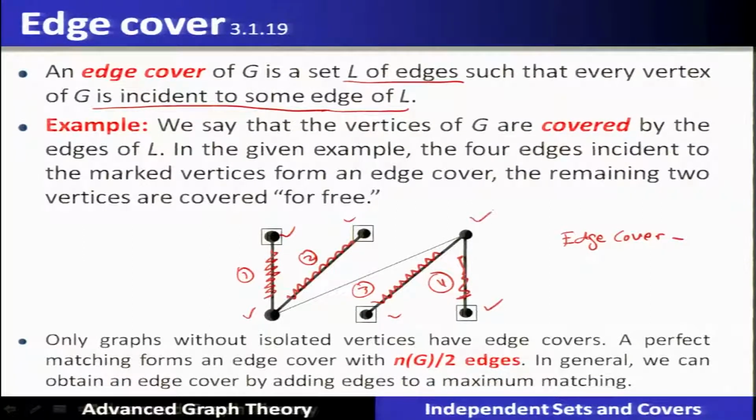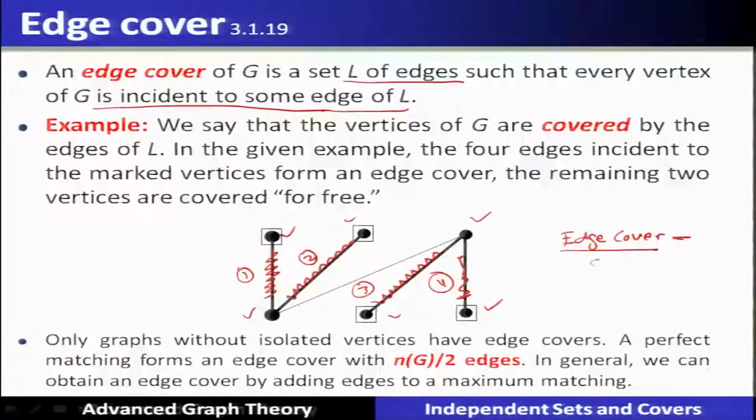What about these 2 edges? They will automatically be touched upon. Now, we will see why it is going to happen. So, this is called the edge cover. It is opposite to the vertex cover. Vertex cover is the set of vertices which will touch all the edges, and here edge cover means the set of edges which will touch all the vertices.